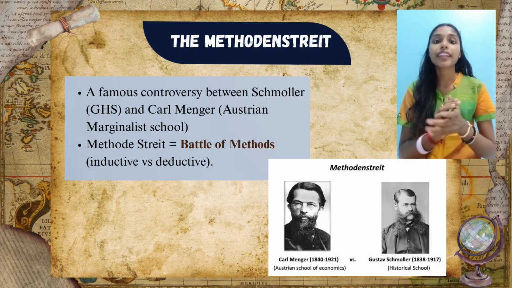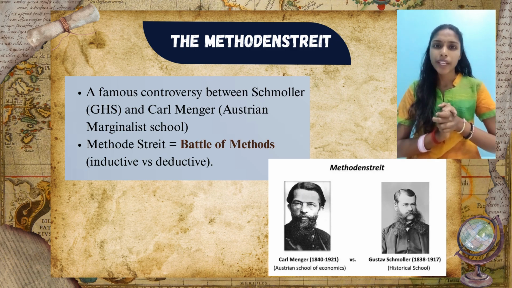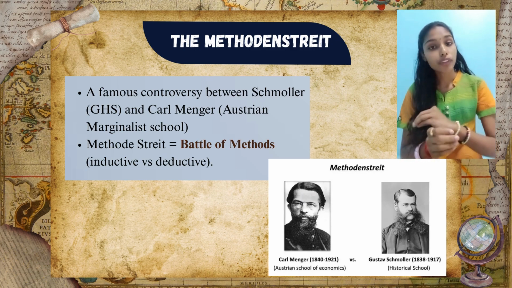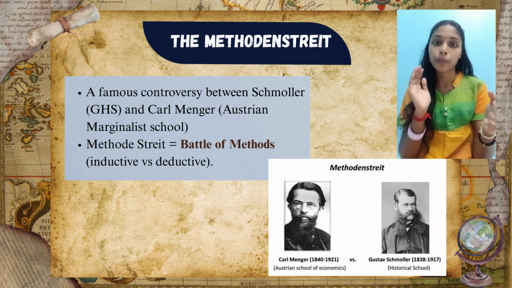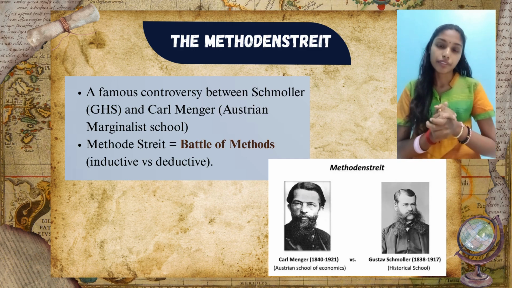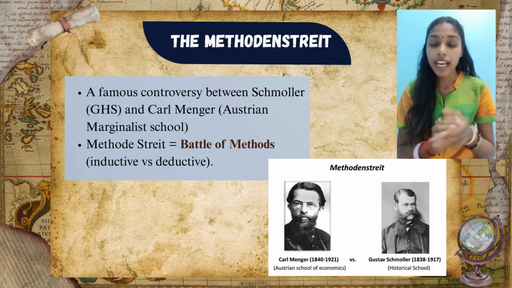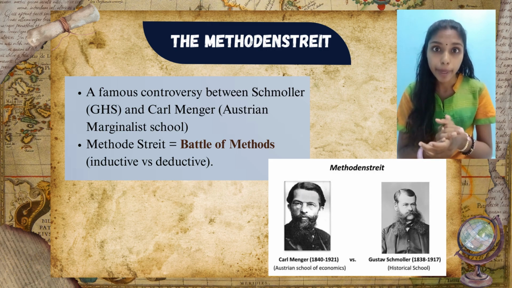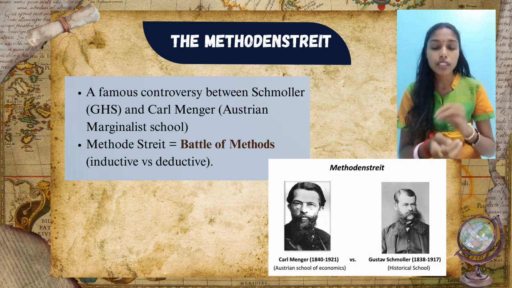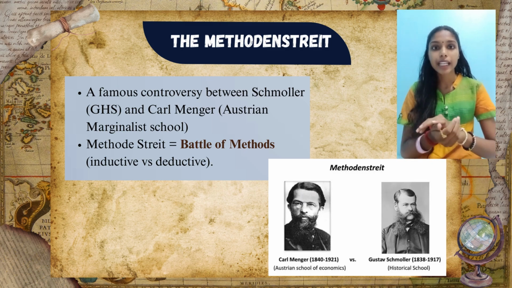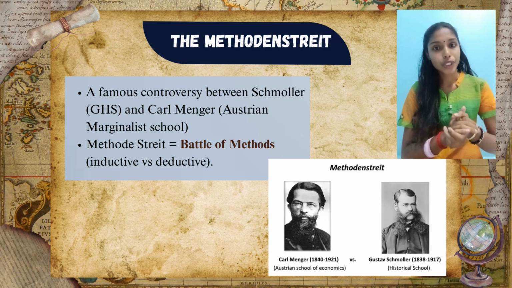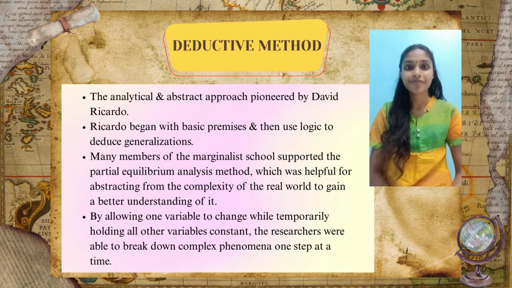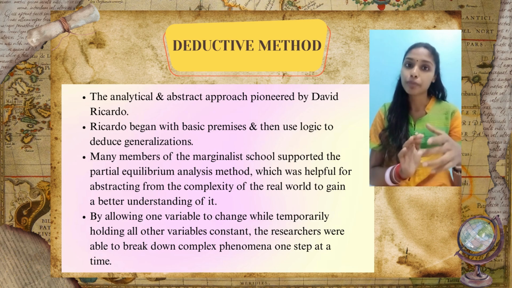Secondly, the Methodenstreit, so we can say the battle of methods, inductive versus deductive. It translates as a battle of methods, and refers to a key debate in German economics that took place in the late nineteenth century. Then we look at the deductive method versus the approach of Gustav Schmoller.